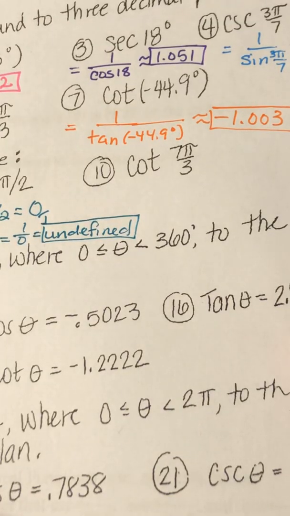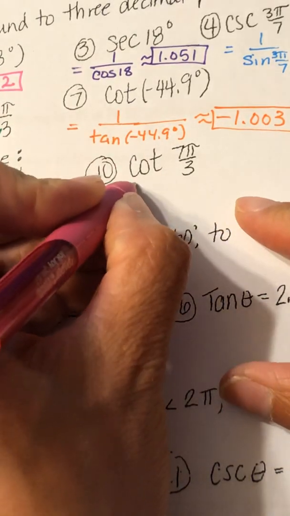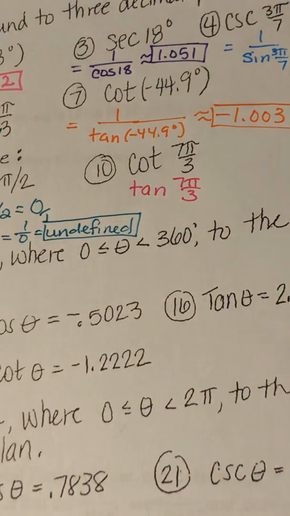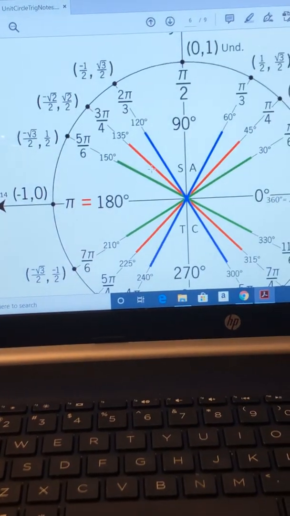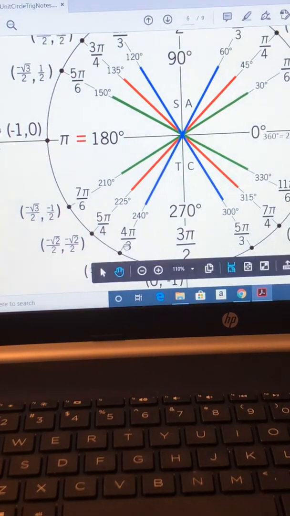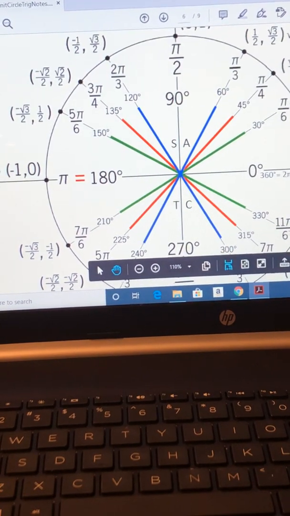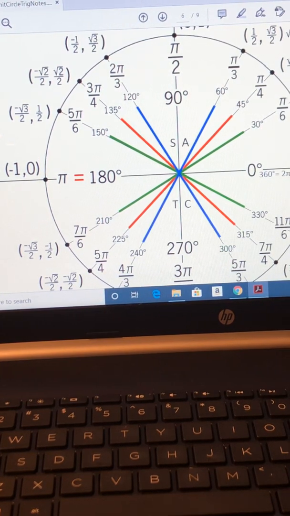Cotangent of 7 pi over 3. Well, cotangent is related to tangent. It's the reciprocal of tangent. So let's find tangent first. I'm going to switch you back up to my unit circle, and let's scout for 7 pi over 3. 4 pi over 3, 5 pi over 3. I don't have 7 pi over 3. Okay, well, how many degrees is that then? Or what is coterminal with 7 pi over 3?